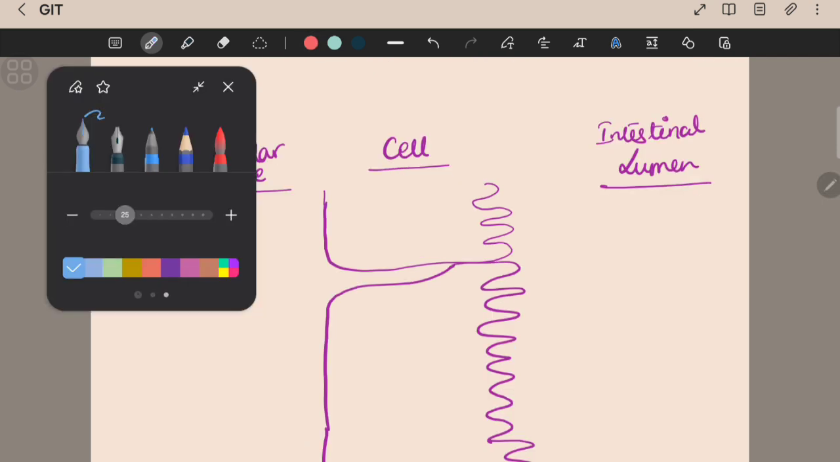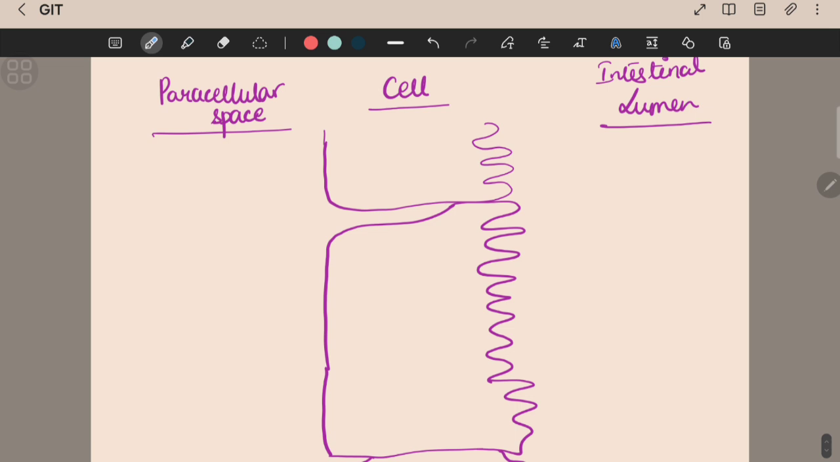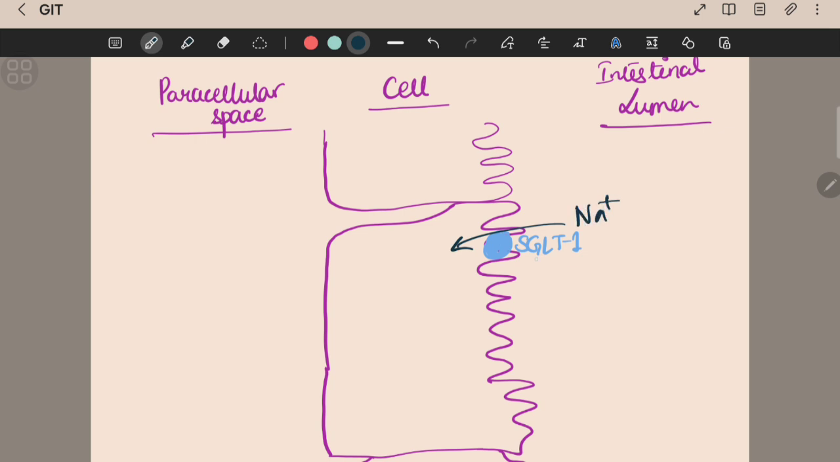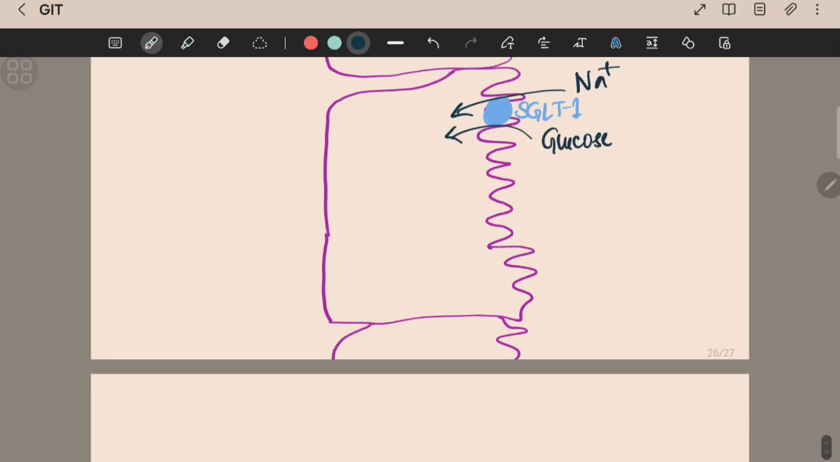Secretion of bicarbonate and absorption of chloride at the level of the ileum and large intestine I have discussed. Now see over here the paracellular space, the cell, and the intestinal lumen. Sodium was getting absorbed with glucose through the co-transporter called SGLT, the sodium glucose co-transporter. Let it be SGLT1. Here sodium is entering, and along with it glucose is also entering. So SGLT1 will transport sodium along with glucose. Then we also have something called SGLT1.